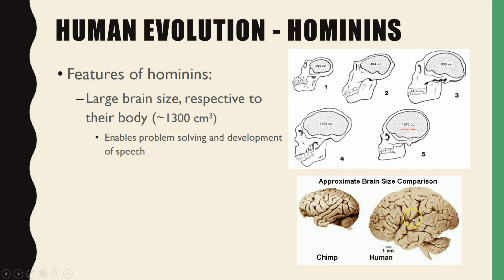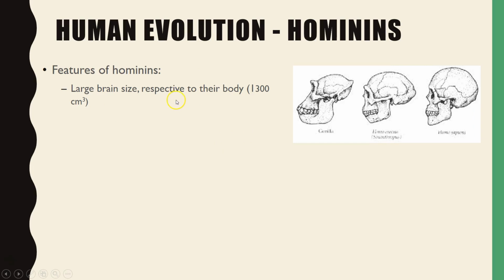So with a larger, much larger volume, we can have more neurons, therefore we can solve more complex problems and have sophisticated speech and other things. As I already mentioned, we have the largest brain size, or one of the largest brain sizes of all of the hominins or Homo genus.